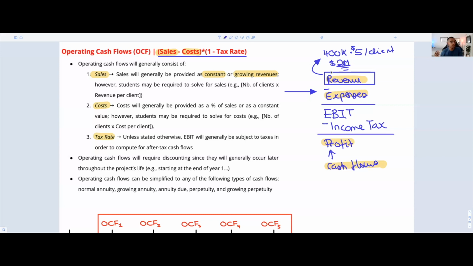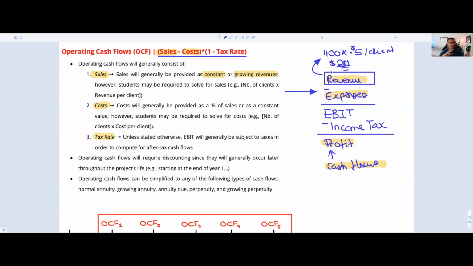Now we can move on to the next step, which is cost. Now, costs, typically on exams, could be given in 2 different manners, okay? They could be given as simply a percentage of your sales, in other words, a percentage of your revenues. So if your revenues, for example, were $1 million per year on a constant basis, and they tell you that your costs are 20% of your revenues each year, this would mean that you would have, if it's $1 million, 200K as your cost, okay? Such that sales minus costs would give you 800K.